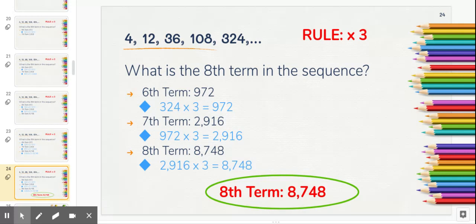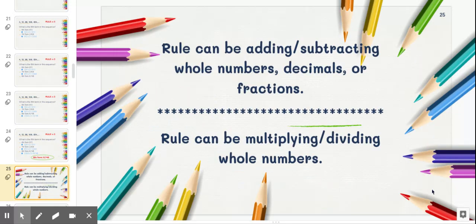So this is a simple problem of just looking at numbers in a series, figuring out what the rule is to get from one number to the next, and then answering what the 8th term is in the sequence, or the 9th term, or even the 12th term they could ask you. Really, you just have to make sure that you know which term you're being asked to find, because if you were being asked to find the 6th term, then the answer would have been 972. But the question asked for the 8th one, so we had to think 1, 2, 3, 4, 5, 6, 7, 8. I need the 8th one, and that was 8,748.